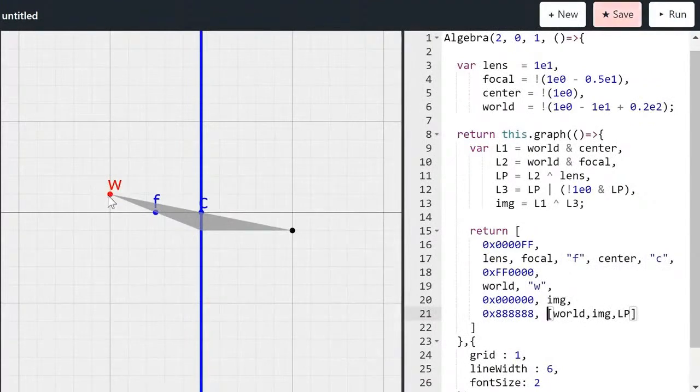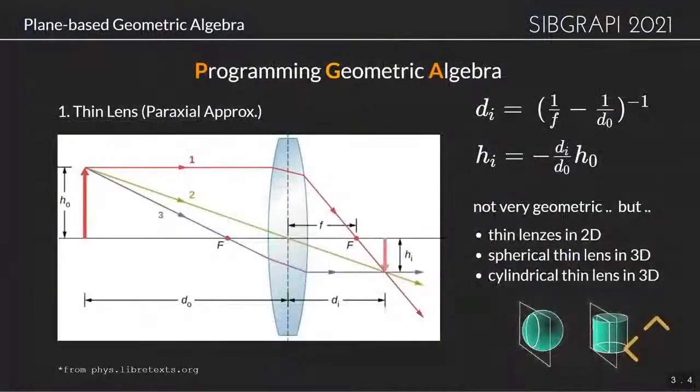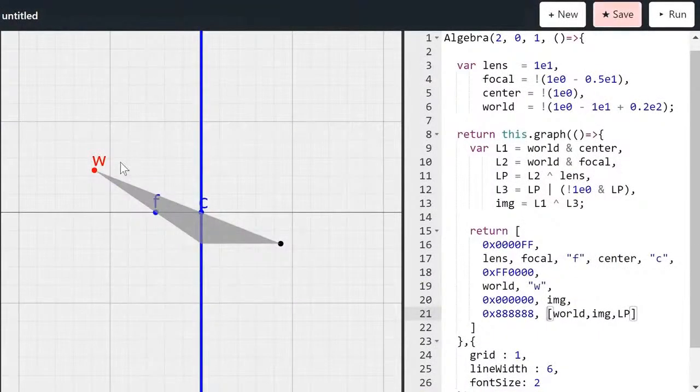So this is our basic setup. We can move our world point, and we can see how it basically constructs this line here. It constructs this line here, finds the intersection point, constructs this line here, and then intersects those two lines to figure out where the image point is. And this is, of course, exactly what we saw on this image here. We have this one line going through the center, that one passes through it, and then we have this line passing through the focal point. And where it hits the mirror, it exits straight. So this is the thing that we've just implemented.